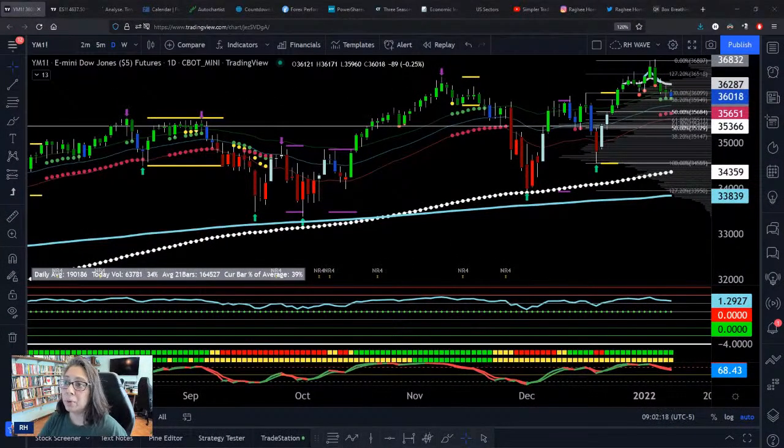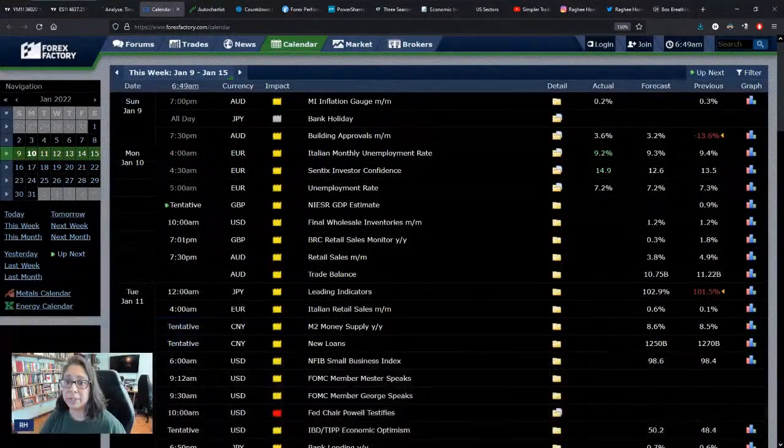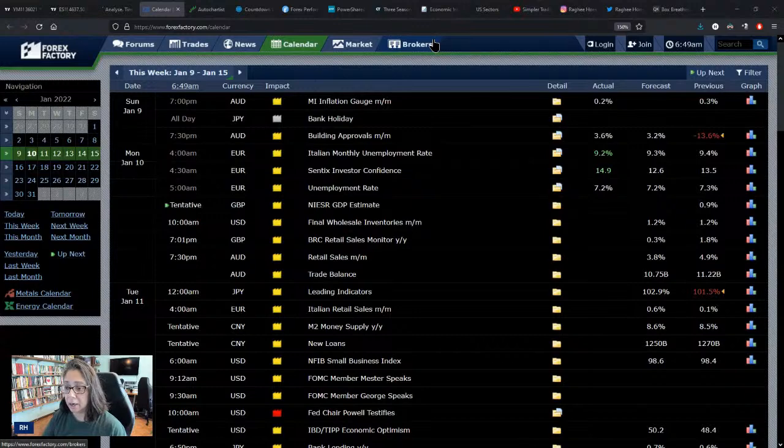All right. So first question, we see actual greater than forecast is good for a currency. In the Forex Factory details column, I'm wondering if you can break down just what that means as a trader. Sure. So I talk about hot zones, and I talk about this idea of knowing when the scheduled events, typically a headline number release, is going to hit a market, like the Kraken sometimes.